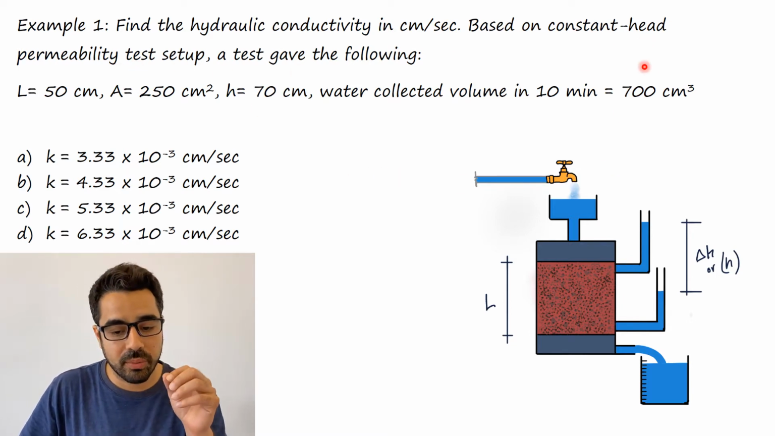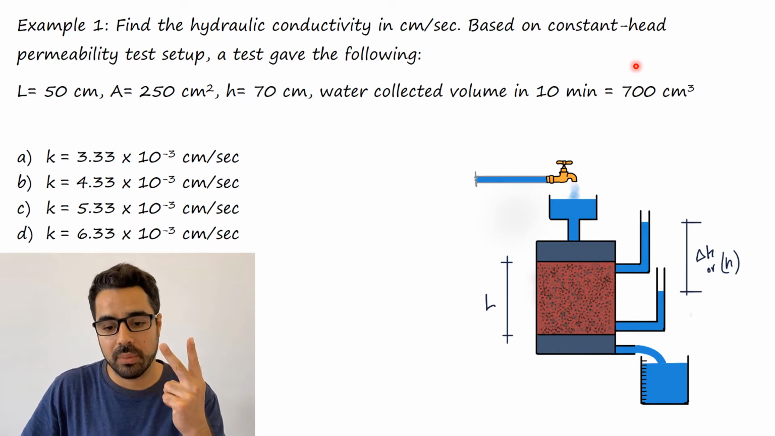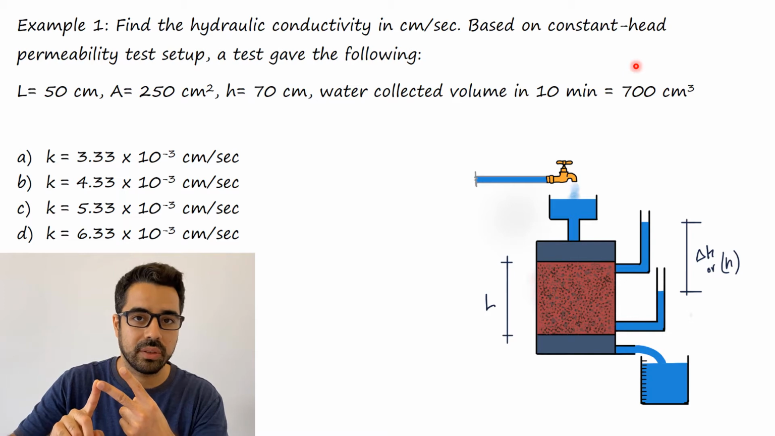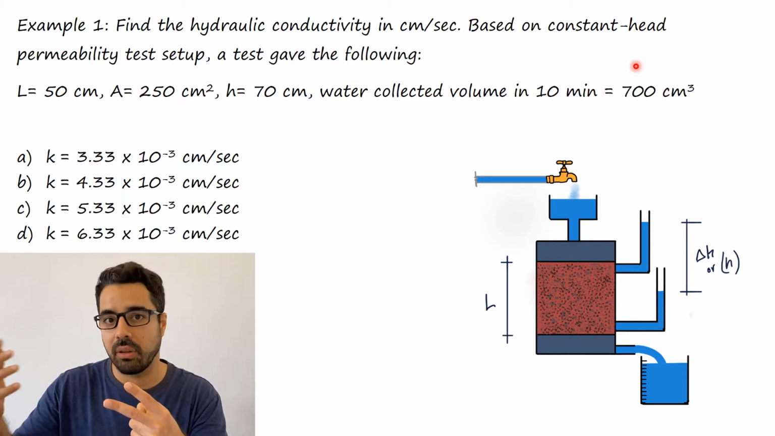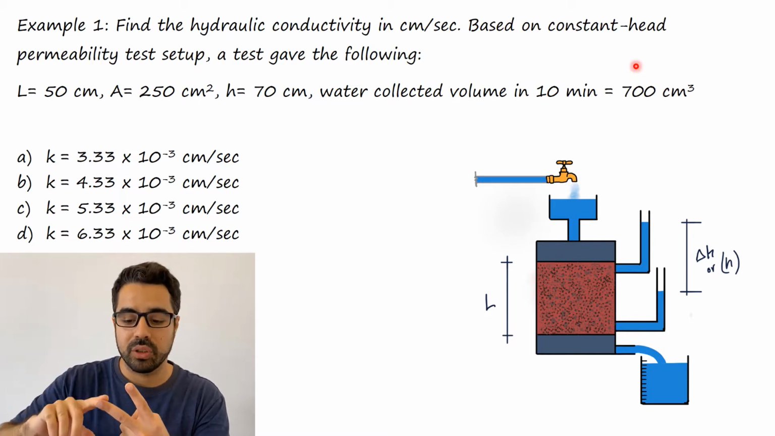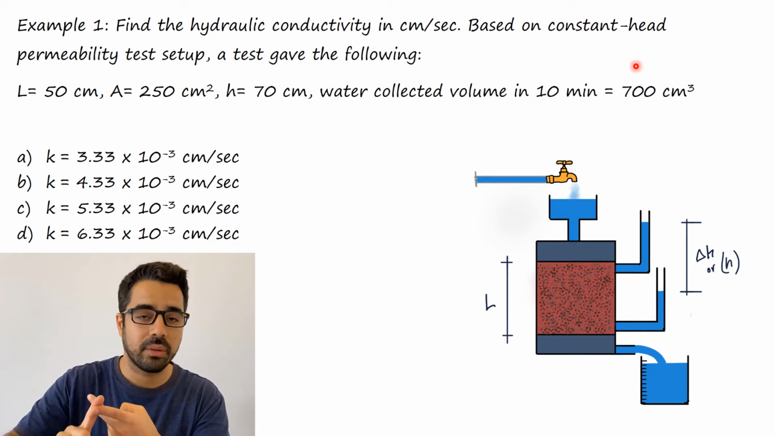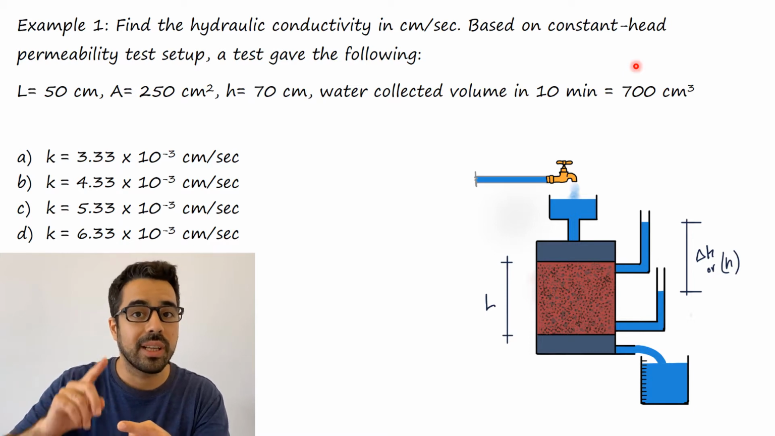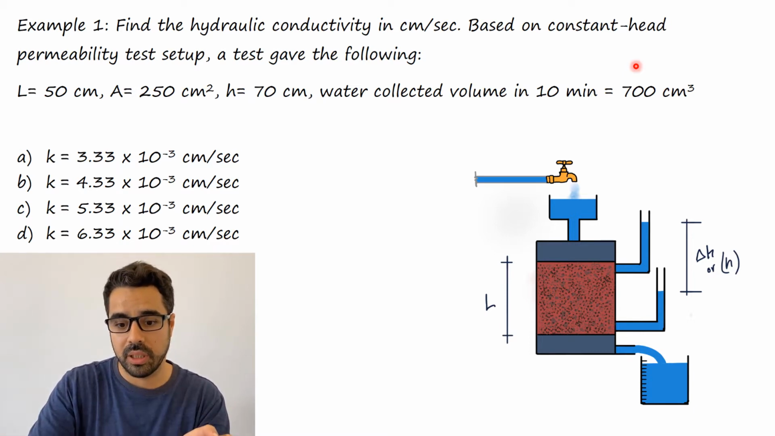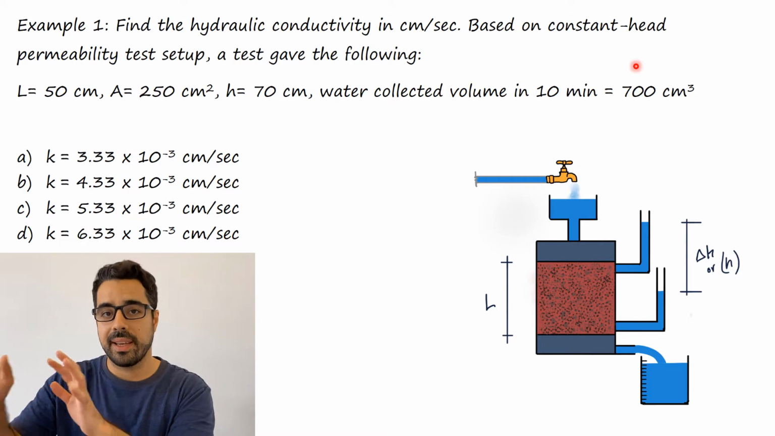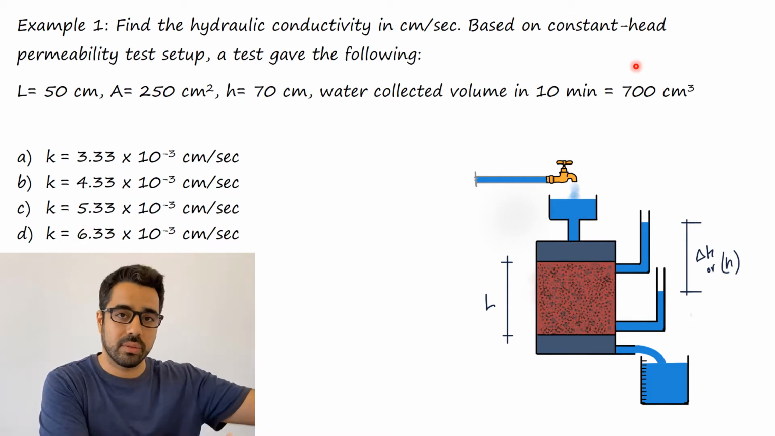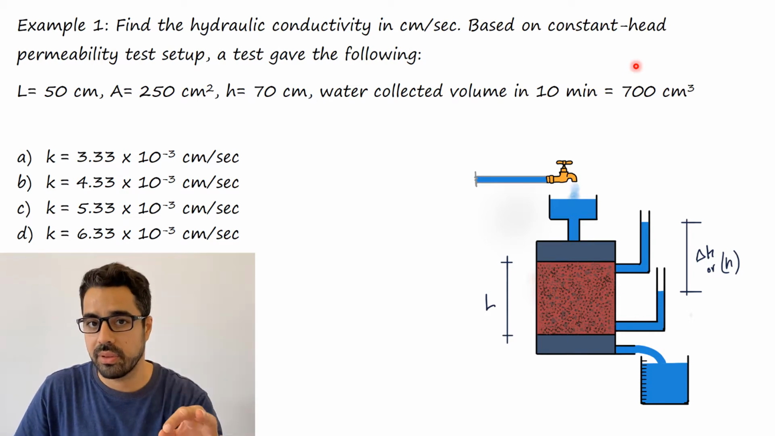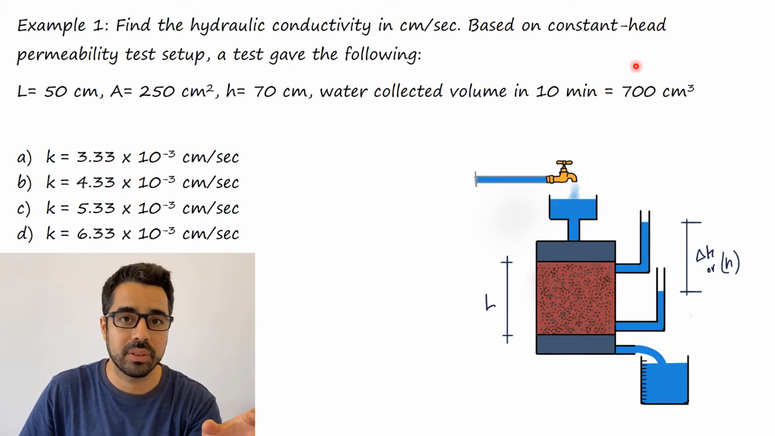This is a very important word because we have 2 types of tests we can use to determine the hydraulic conductivity, or sometimes called the coefficient of permeability. The first one is called constant head. The second one is falling head. Why am I emphasizing the type of test? Because there is a different equation for each one. When I use the constant head, it has its own equation. When I use the falling head, it has its own equation too. So that's why it's important to know what type of permeability test was done.